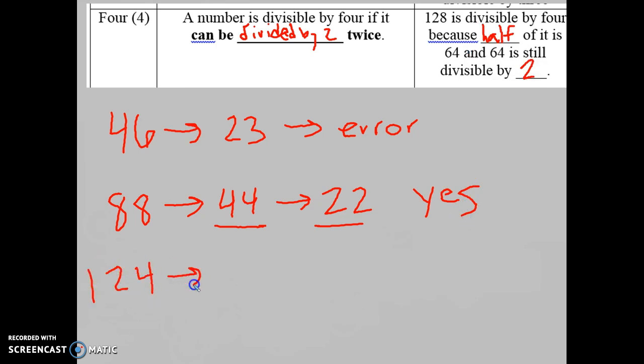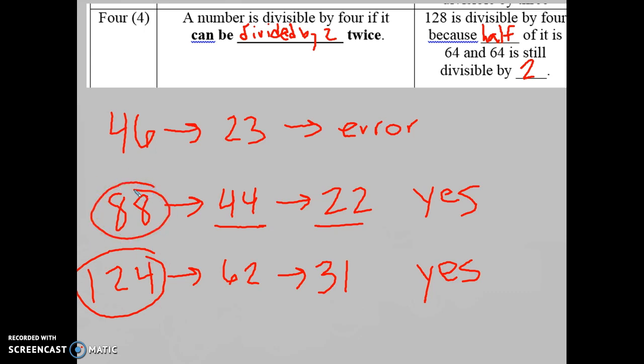Let's try 124. 124 cut in half is 62. Can I cut 62 in half? Yes, I can. It gives me an answer of 31. So yes, 124 is also divisible by 4. 88 is divisible by 4, but 46 is not, because I can't cut it in half two times and still end up with a whole number.